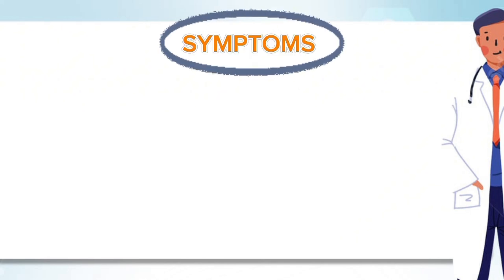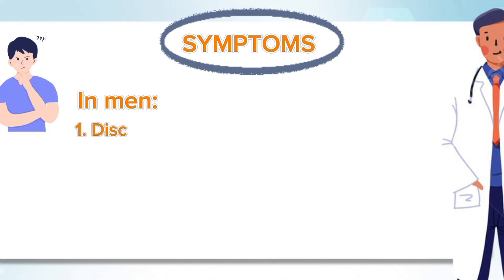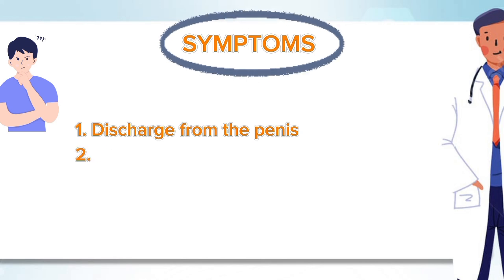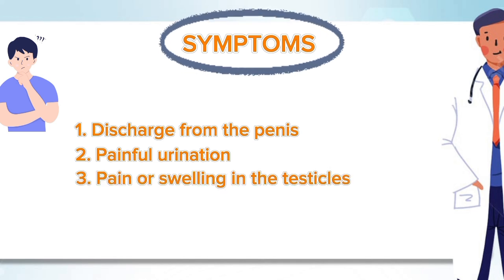Gonorrhea symptoms can vary depending on the location of the infection, and some people might not experience any symptoms at all. Here are some common symptoms of gonorrhea. In men, discharge from the penis. This can be white, yellow, or green in color and may have a foul odor. Painful urination. This is a common symptom of gonorrhea, and it can also be a sign of other STIs. Pain or swelling in the testicles. This is less common, but it can occur in some cases of gonorrhea.